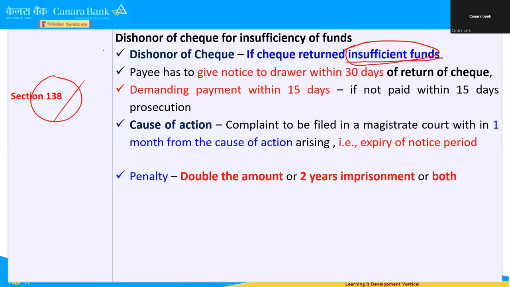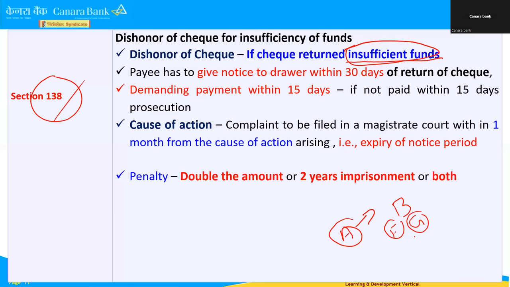Then one more important point I would like to tell you, which is not here. There should be a consideration. What is consideration? See, A is there, B is there. A issued a check to B just for friendship, for a gift. B wants money, A has given a check. Insufficient funds, check returned. Whether he can file a case under 138? No. It's a gift, sir. How can B file a case against A?